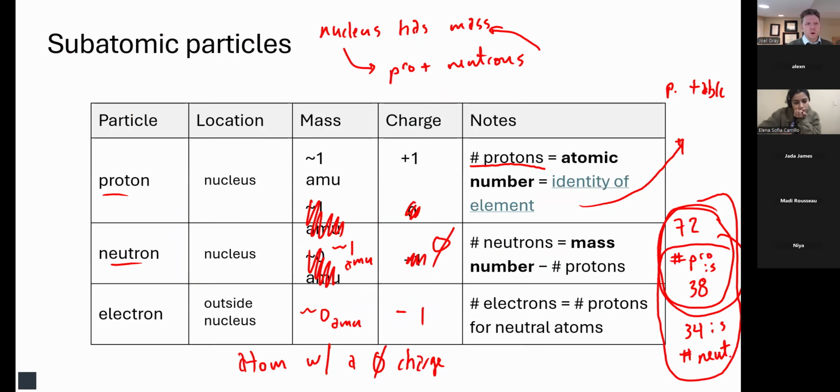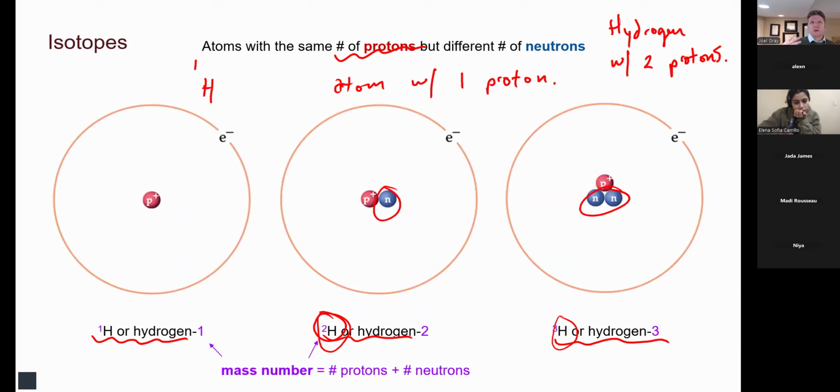Now, if you were building an atom and you gave it 1 proton, that would be a hydrogen atom. If you were to make an atom with 3 protons, it's no longer hydrogen, because as soon as you change the number of protons, you have changed the identity of that atom. So that number of protons is your atomic number.